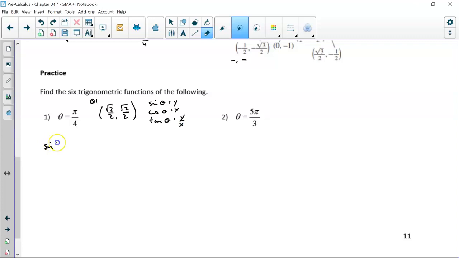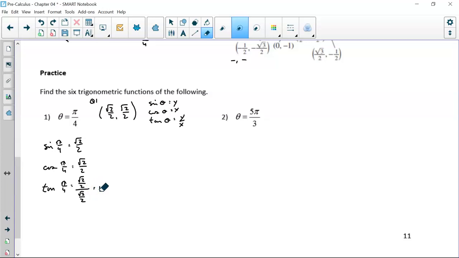So my sine of pi over 4 is root 2 over 2. It's the x coordinate. I'm sorry, the y coordinate. The cosine of pi over 4 is going to be root 2 over 2 again. It's the x coordinate. And my tangent of pi over 4, it's going to be root 2 over 2 divided by root 2 over 2. Now, we're just dividing a number by itself, so it's going to be 1.